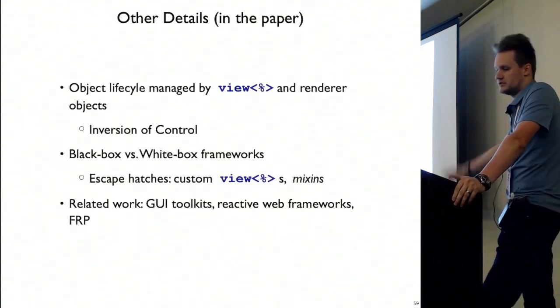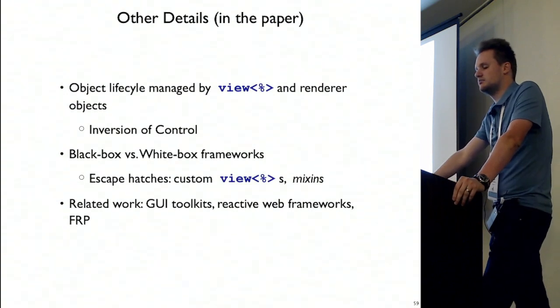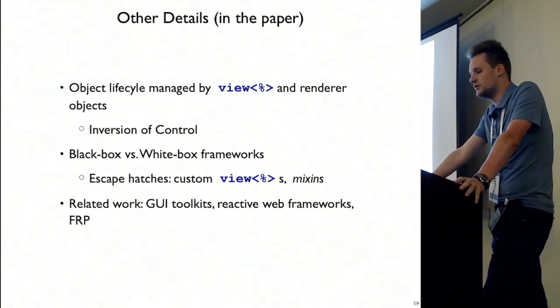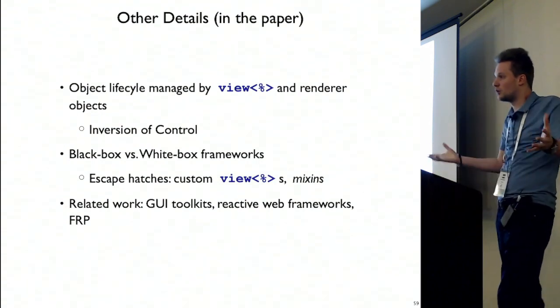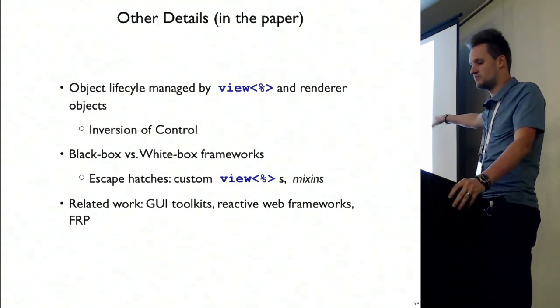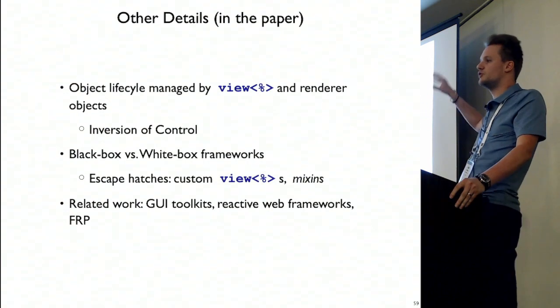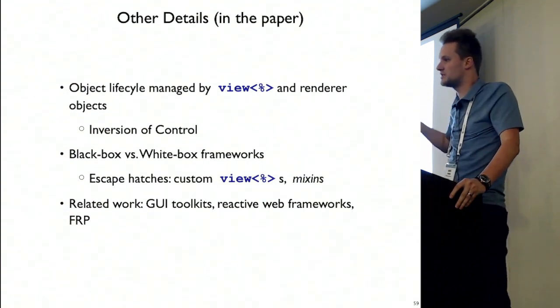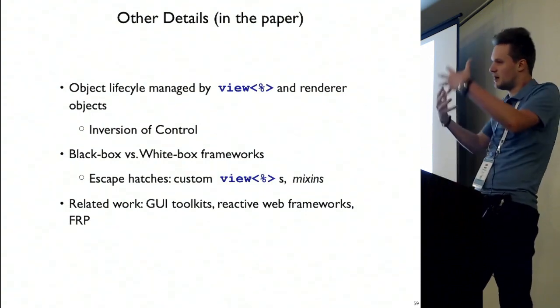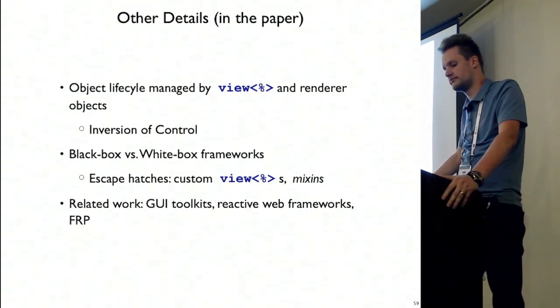There are some other details in the paper. We talk about the object lifecycle and how the view interface and render objects really make this more of a framework than just a toolkit. The central concept there is inversion of control. GUI Easy manages the details of what a graphical application lifecycle is like, and your job is to put the boxes together, put the puzzle pieces together.